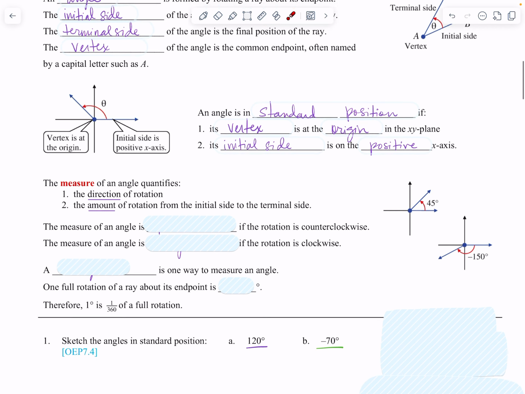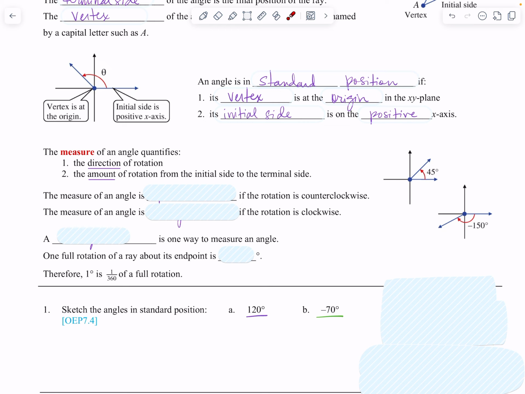The measure of an angle is going to quantify two different things. First of all, it's going to quantify the direction of rotation. So direction is going to matter, which we'll talk about next. And then the second is going to quantify the amount of rotation from the initial side to the terminal side. If my rotation is counterclockwise, so if we're going in this direction, then my angle is going to be a positive angle. And if my rotation is clockwise, this is going to be a negative measure of an angle.